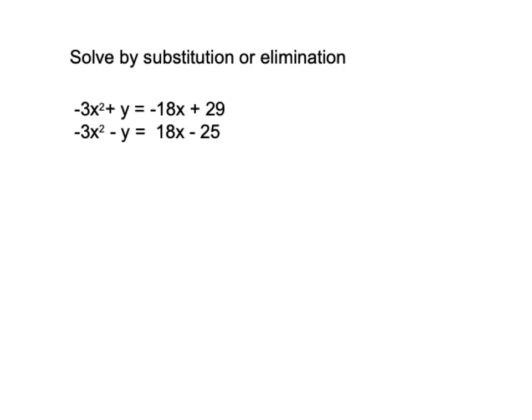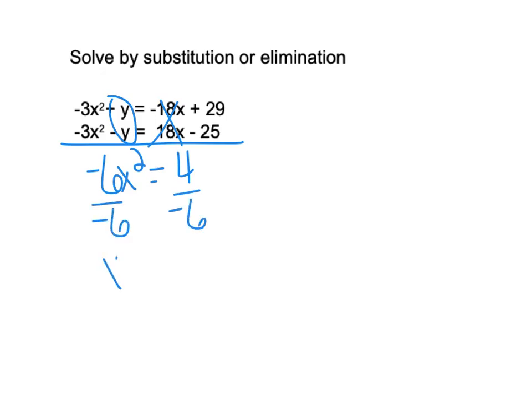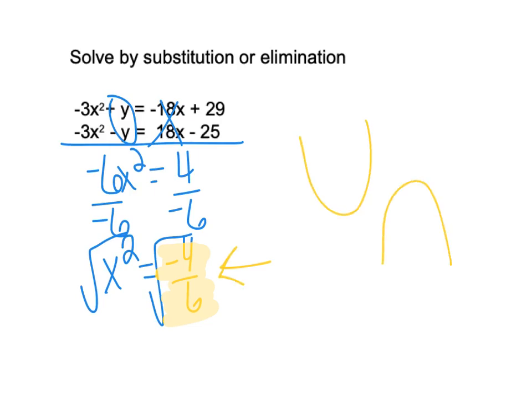All right, substitution or elimination. Again, I am going to use elimination because, again, I have a negative y and a positive y. When I add vertically, I get negative 6x squared equals 4, and my x's are also going to cancel. All I have is an x squared, so I'm going to solve with square roots. I'm going to divide by negative 6 and get x squared equals negative 4/6. When I take the square root, I have a negative underneath of the square root. That means I'm going to have two parabolas that never intersect, which means there is no solution.